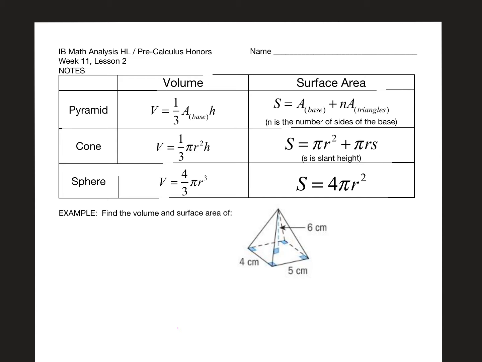So let's start with example number 1. First thing is that we have a pyramid, which means I'm going to be using the formulas at the very top. I'm just going to start with the volume one. Volume is going to be 1/3 the area of the base. This particular shape has a base that is a rectangle, a base of 4 times 5, so I'm going to put 20. The next part of the formula is the height, which is given to you as 6. If you multiply that all together, you'll get 40.